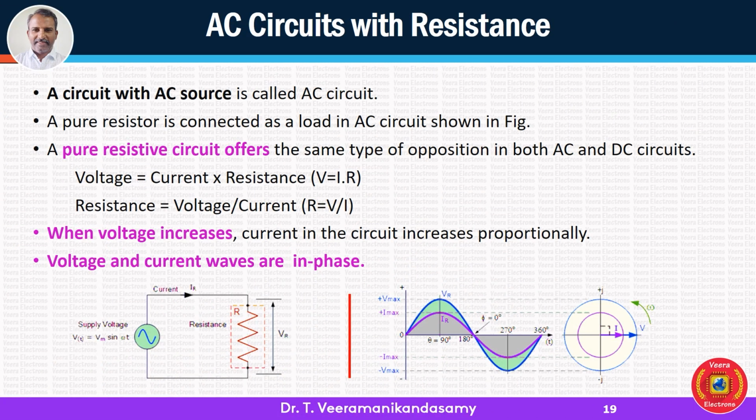AC circuits with resistance. Now we begin looking at AC circuits with individual loads. A circuit with an AC source is called an AC circuit. When a pure resistor is connected as a load, it is an AC circuit with resistance only. A pure resistive circuit offers the same opposition to current flow in both AC and DC systems. Crucially, in a purely resistive AC circuit, the voltage and current waves are perfectly in phase.